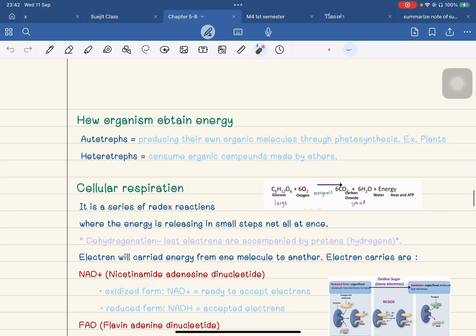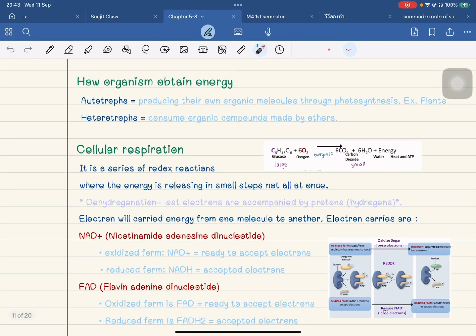So first we're going to learn how organisms obtain energy. We have two ways. The first one is the autotroph, which is when the organism produces its own organic molecules through photosynthesis, like plants. The next one is the heterotroph, which is when the organism consumes organic compounds or organic molecules made by others. So they eat other organisms to obtain the organic compounds.